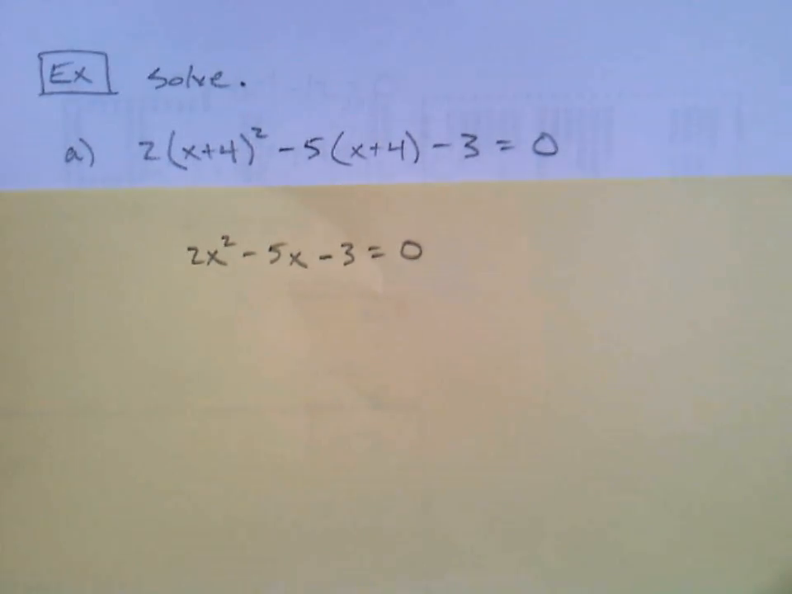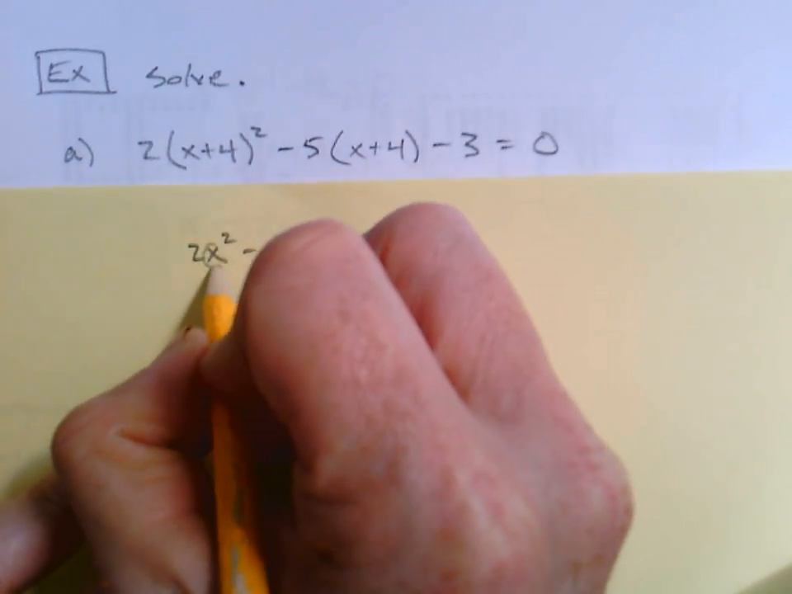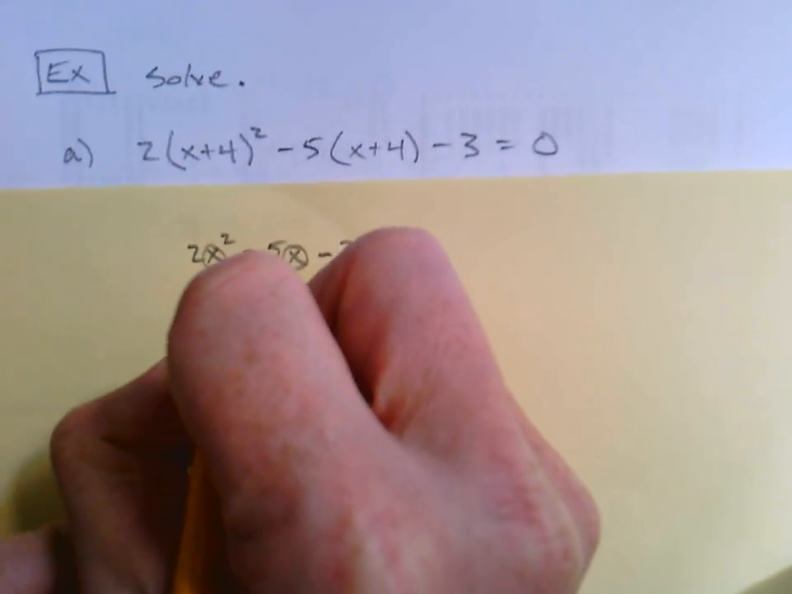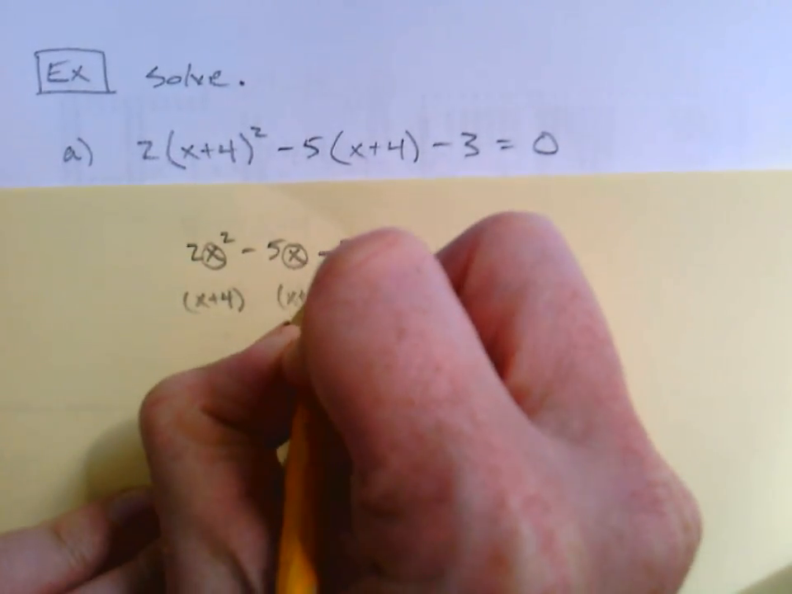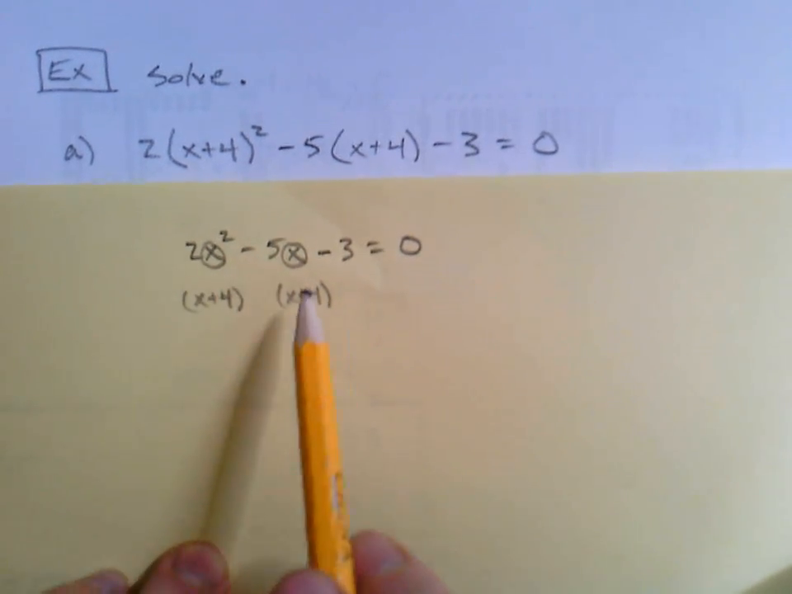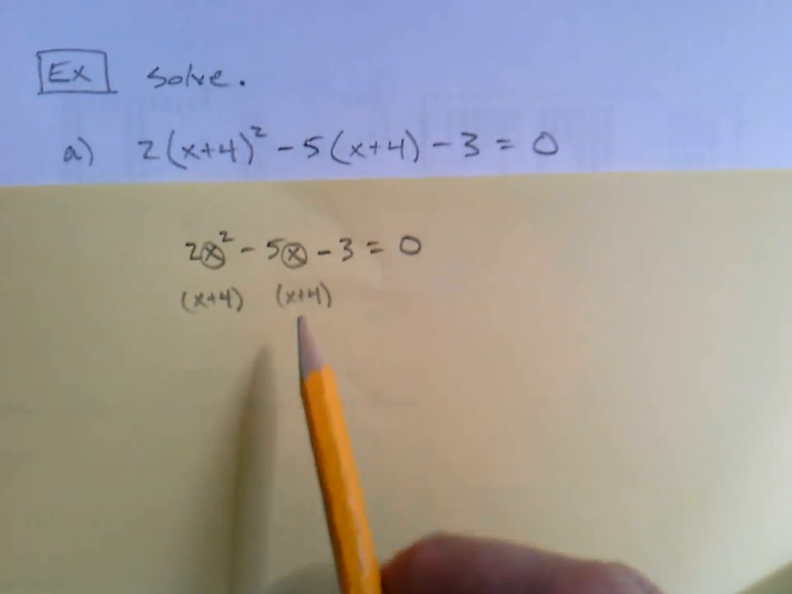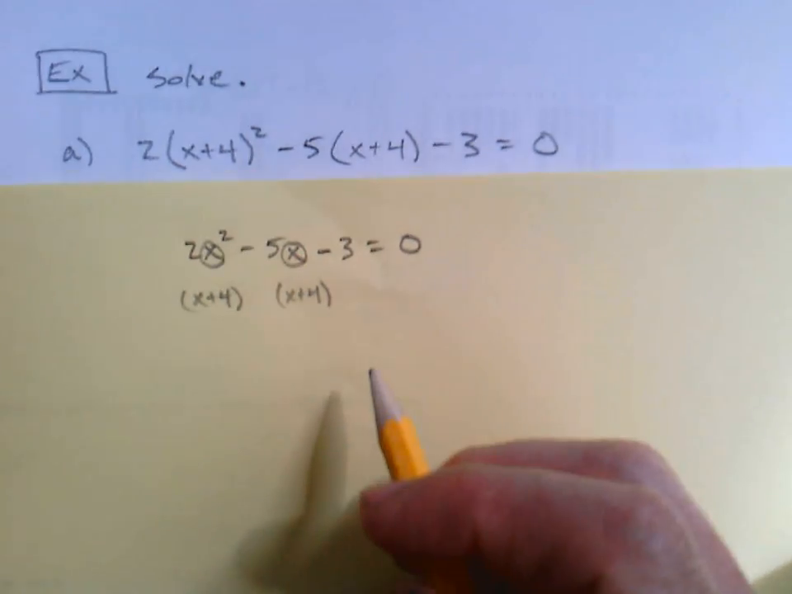In our question, part A, we have 2 times (x plus 4) squared minus 5 times (x plus 4) minus 3 equals 0. And what happened here? Didn't we simply replace these x's with x plus 4? So where we used to have x, we have now replaced it, or you might say we have substituted x with x plus 4.